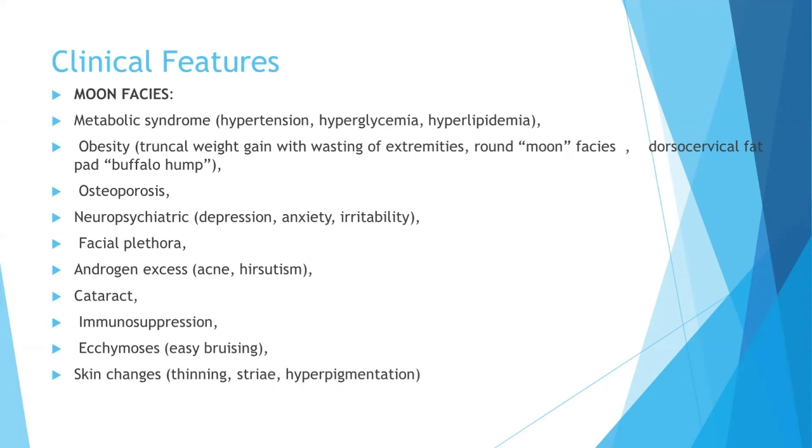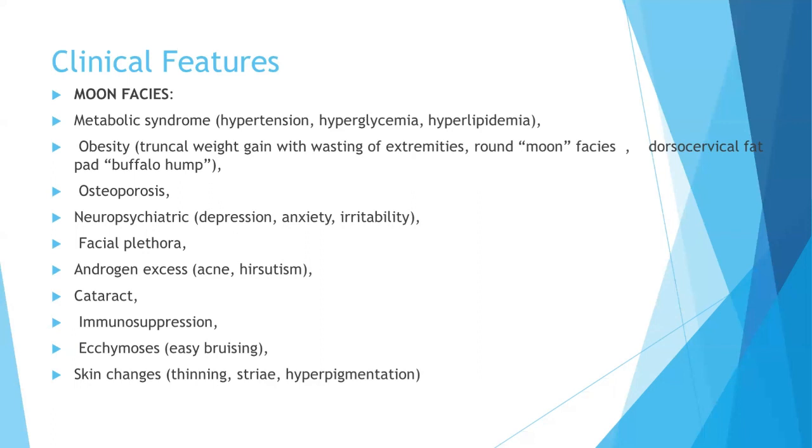And if there is a high level of steroids, then obviously that will lead to bone resorption, and then there will be osteoporosis, and there will be depression, anxiety, and irritability sort of conditions, and there will be acne or hirsutism, or there will be cataract due to the increased glucose. And if there are increased steroids, then obviously steroids are immunosuppressants, so there will be immunosuppression, and the patient is susceptible to diseases, right?